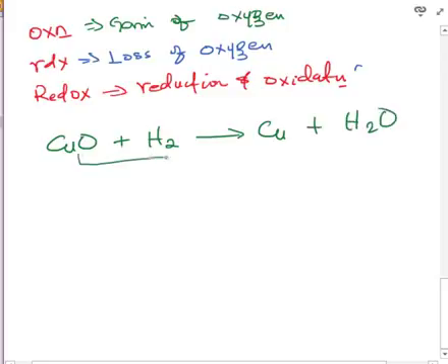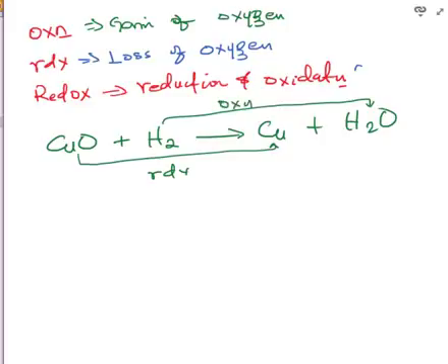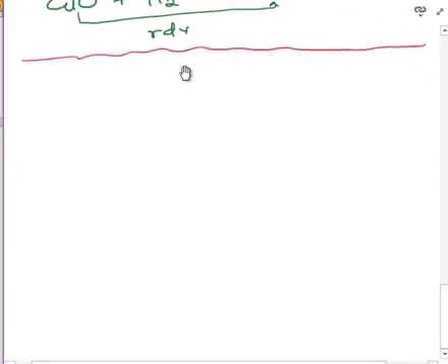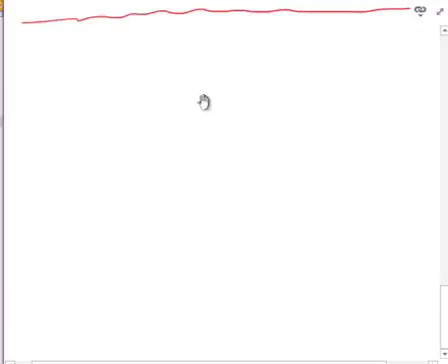So this is reduction because copper 2 oxide loses oxygen to become copper. This is reduction, while hydrogen gains oxygen. This is oxidation. So this is not the only way we can define redox reaction. We can also define redox reaction in terms of electron transfer. In fact, that's the broad definition of redox reaction.